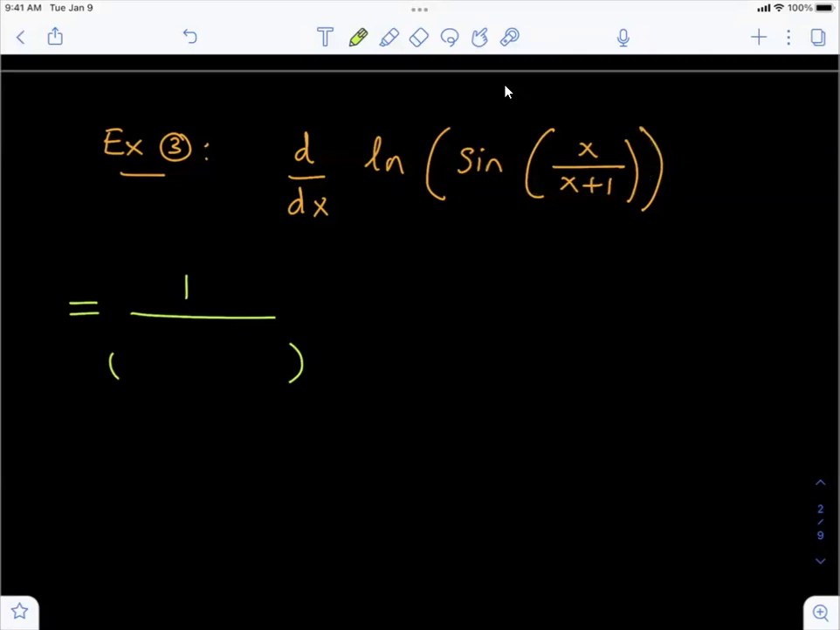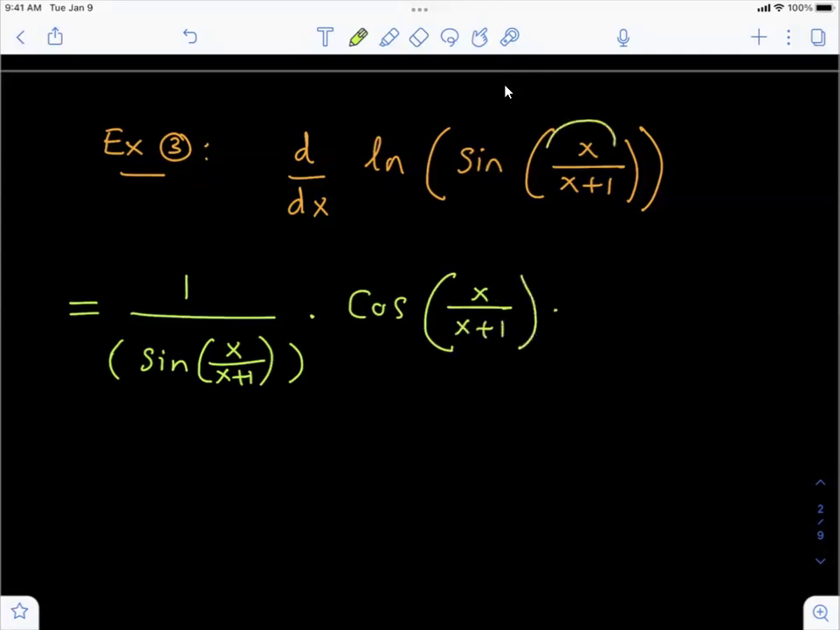So I will write the whole component sine of x plus x over x plus 1. And then once you're done with that, now we are completely done with this outermost layer. Let's look at the next step. Sine. What is the derivative of sine? That is cosine. And then write down exactly the inside function as it is without changing.